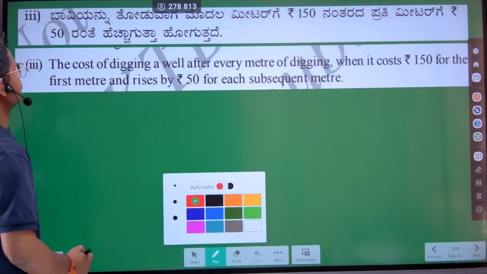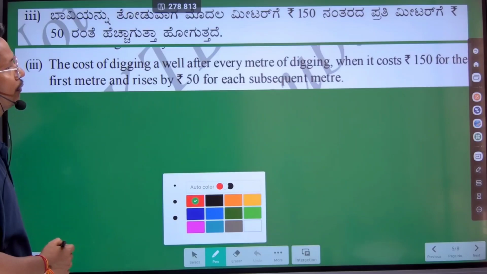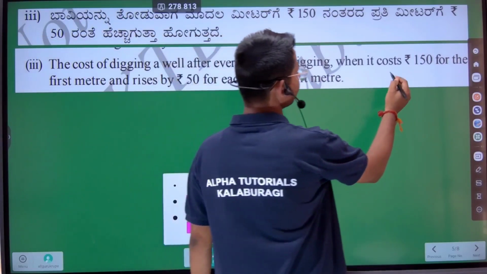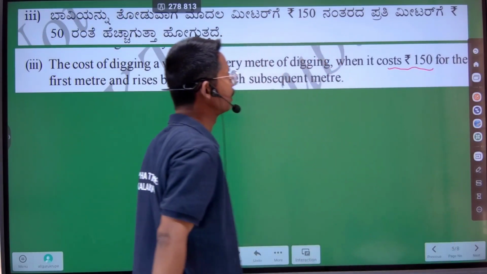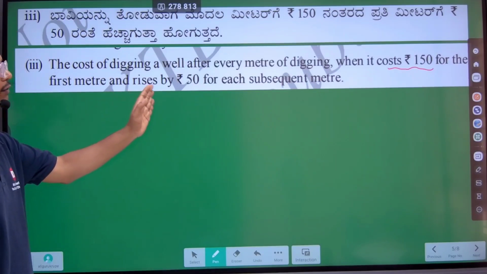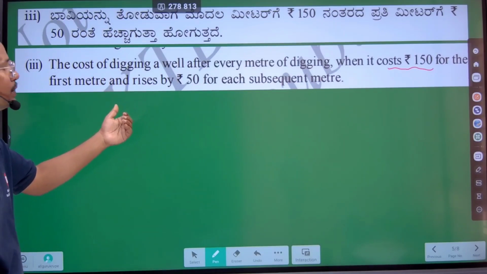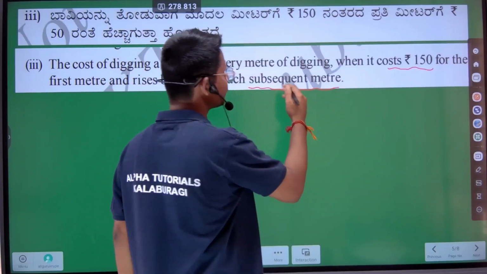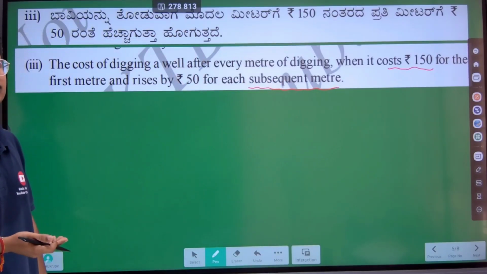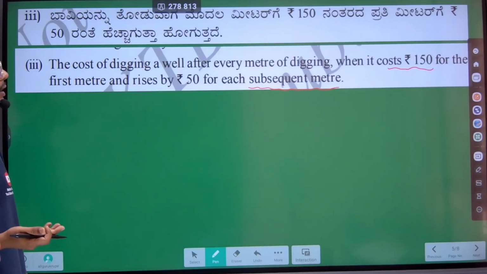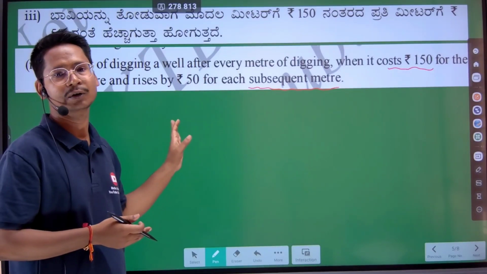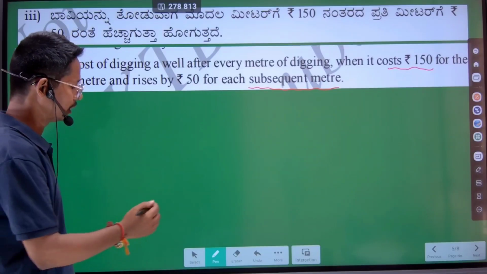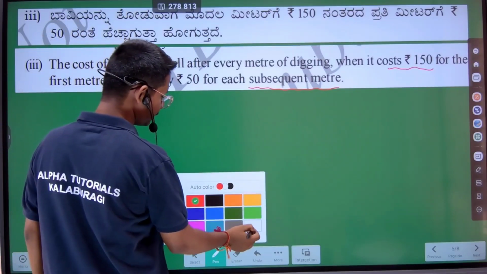Okay, key points. For the first meter of digging, it costs rupees 150. "Rises by 50" means the cost increases by 50 rupees for every subsequent meter of digging. For every next 1 meter, they are increasing the cost by 50 rupees. Now we need to check whether it forms an AP or not.